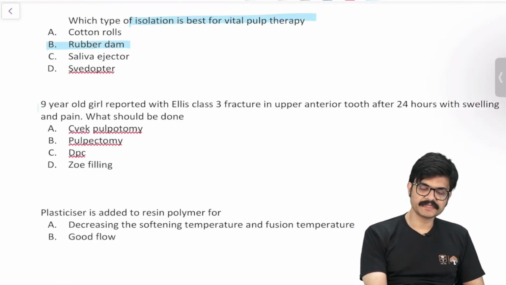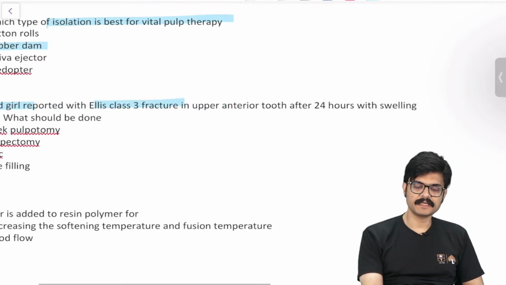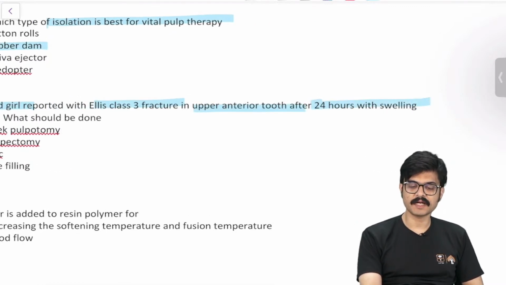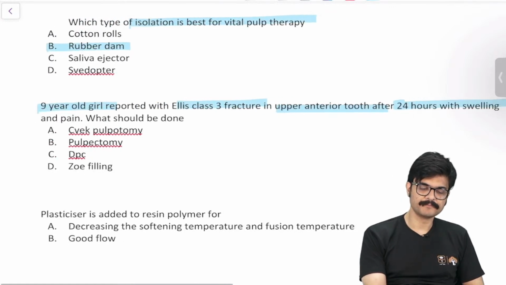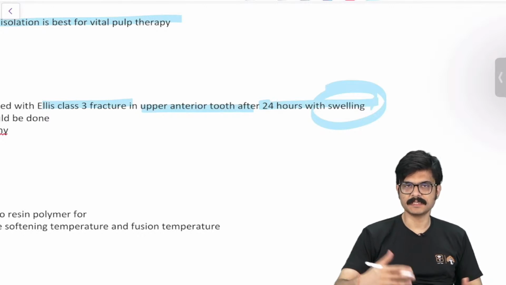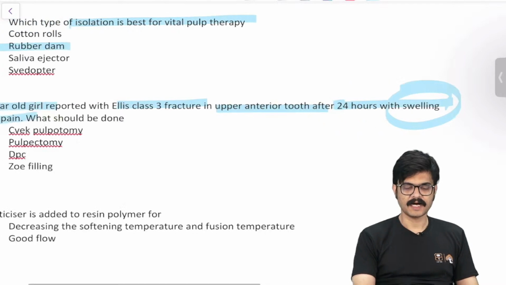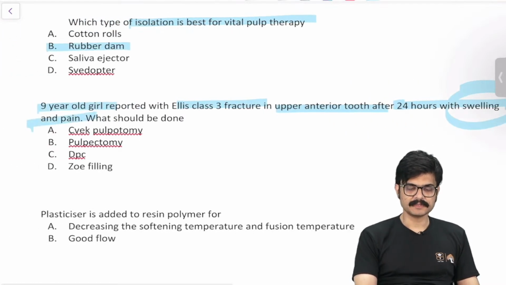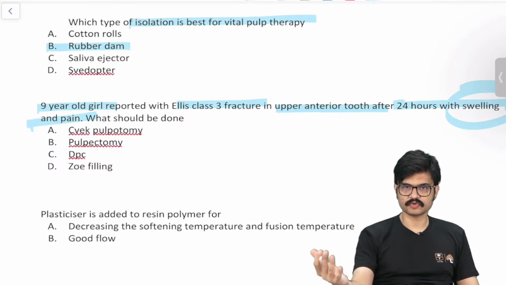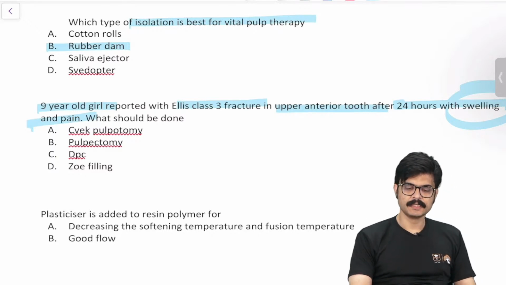A 9-year-old girl reported with an Ellis class 3 fracture in an upper anterior tooth, 24 hours after with swelling and pain. Now, don't confuse this swelling with a periapical infection or something. It's post-traumatic swelling. After 24 hours, the tooth doesn't undergo immediate necrosis or infection with bacteria, right?